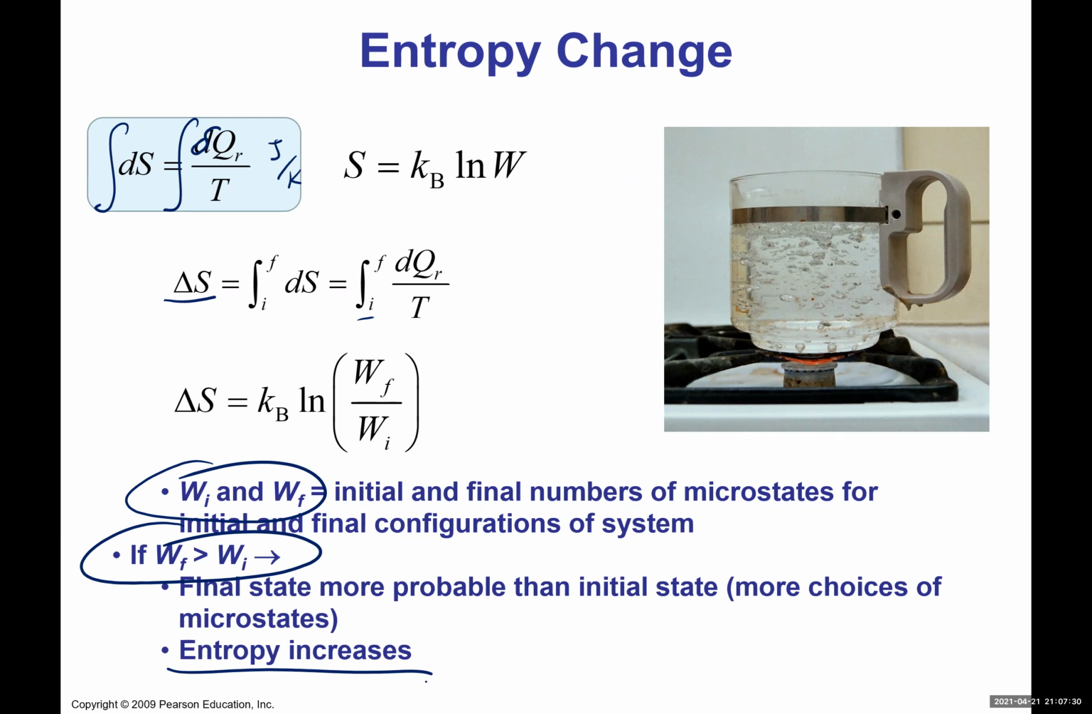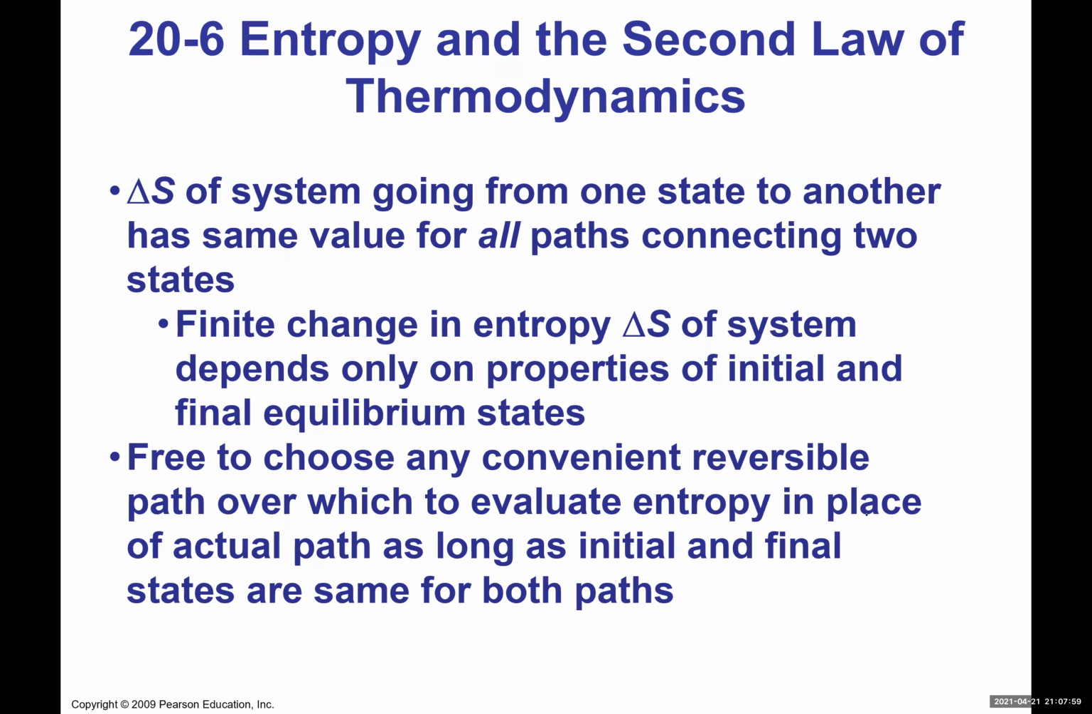That means whenever you go from state one to state two, if W is greater, that means the number of microstates is higher for state two compared to state one, then your entropy will increase. Now, one of the things we can talk about is what the conditions are. Can we have, for example, entropy that decreases if we do some kind of thermodynamic process? Those are some of the things we will be able to see. Now, the change in entropy of a system going from one state to another again has the same value for all paths connecting the two states.